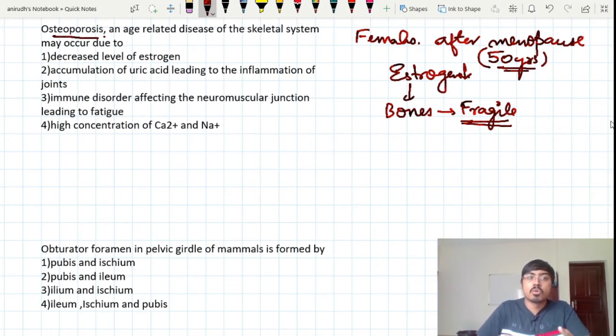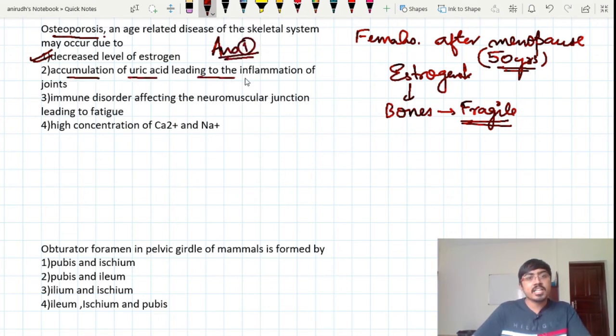So that is why when old people fall down, they have an increased tendency of getting fractures compared to people like us. We keep on falling down in our childhood, even now we will fall down, still we don't get so many fractures as compared to a person of old age falling down. Why? Because of osteoporosis in old age. So decreased level of estrogen is my answer. The correct answer is option number 1.